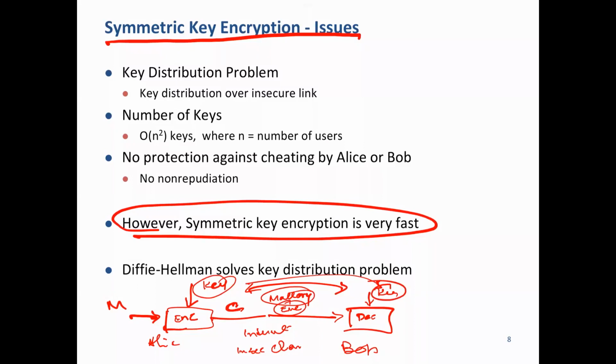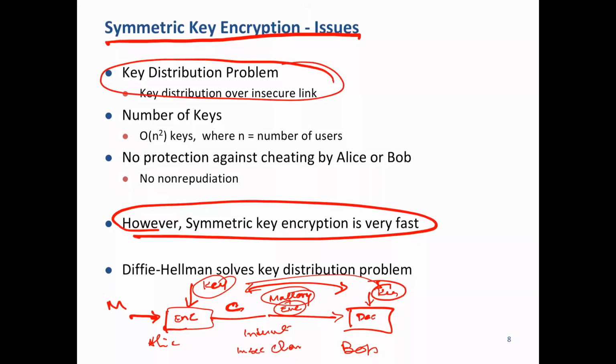There's a question that scientists have been trying to solve, and they could. Okay, so we'll study that. So there is a key distribution problem: how to distribute keys over an insecure channel like the internet.